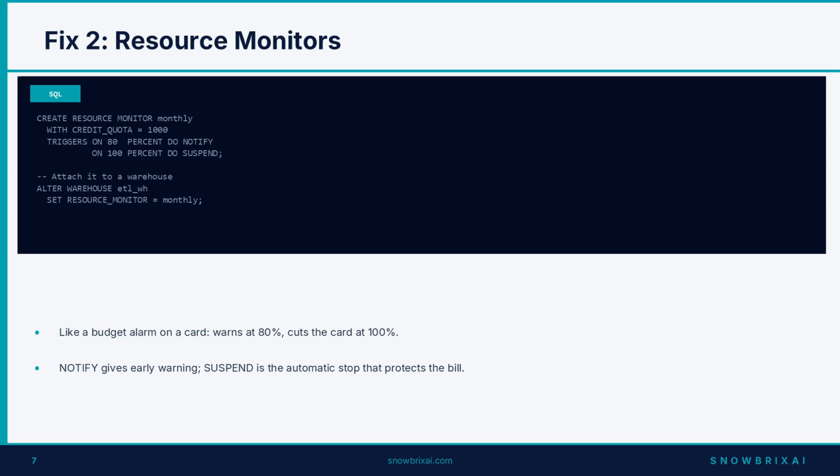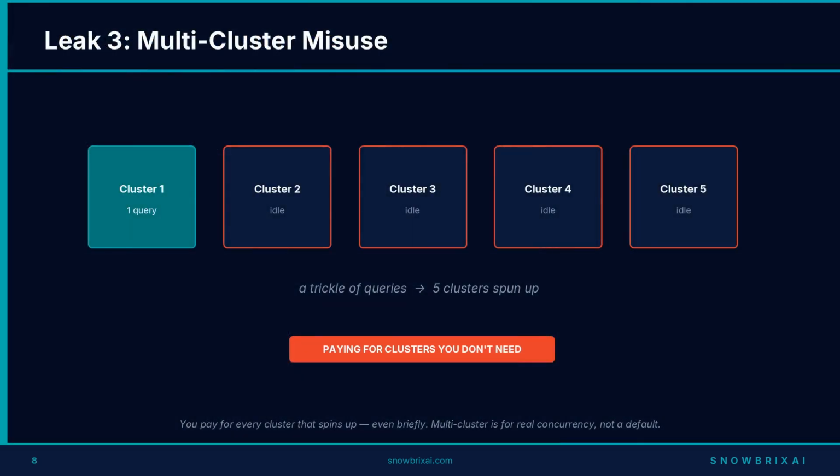Now leak number 3. Here is a sneaky one. Multi-cluster misuse. Someone cranks max cluster count high for safety or leaves the standard policy spinning clusters eagerly. And here is the catch. You pay for every cluster that spins up, even one that runs briefly. 5 engines firing for a trickle of queries, most of them idle. Multi-cluster exists for real concurrency, hundreds of users at once, not as a default safety blanket. Let me show you the sane setting.